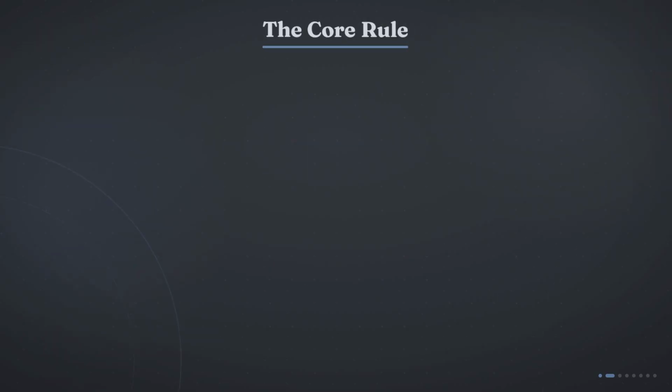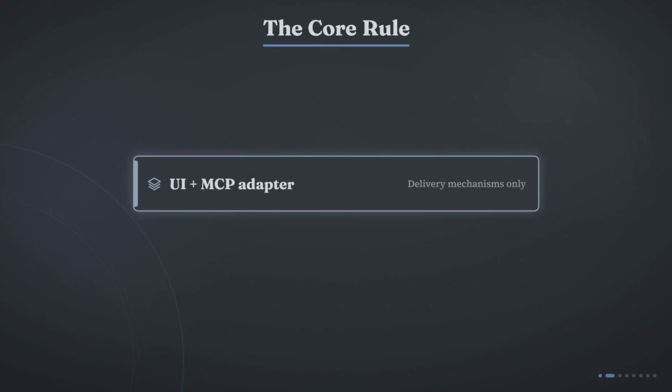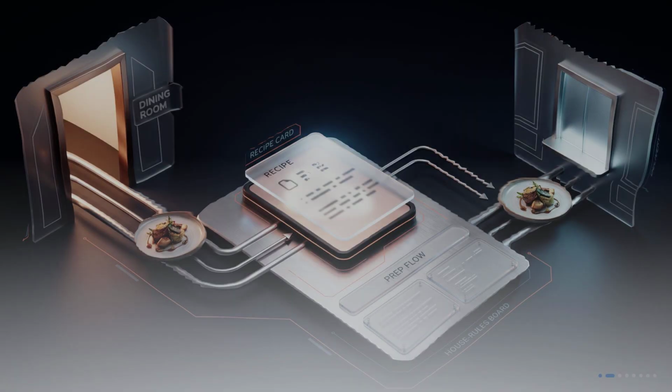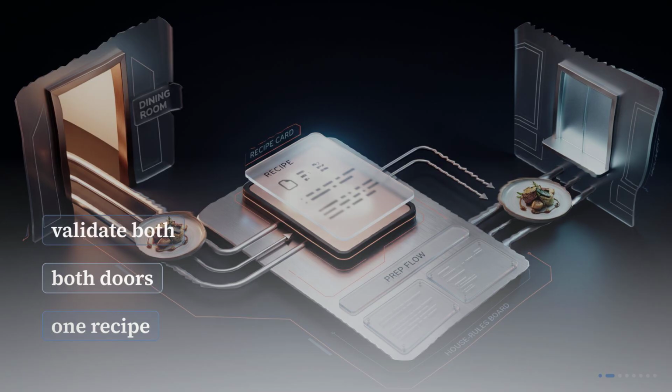That geometry is the core architectural rule. The UI and the MCP adapter are delivery mechanisms. The domain layer owns what's allowed and what changes. Don't build a separate AI version of the business logic. Update one recipe in the kitchen, and both doors serve the new dish. Change one domain service, validate both interfaces.